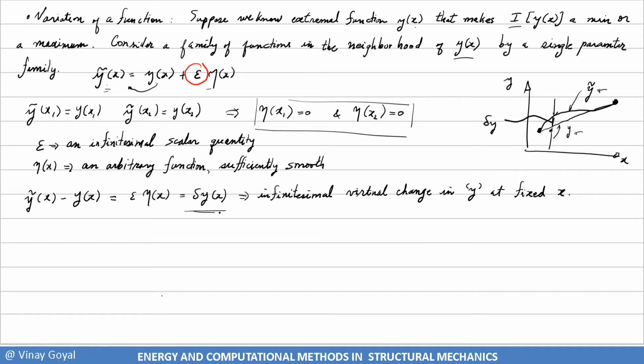Sir, is epsilon a constant quantity? Epsilon is a scalar. Epsilon is an infinitesimal scalar quantity. So it won't depend on either x or y, right? Epsilon does not depend on eta. Epsilon is independent of eta. But it's a scalar quantity. So can you notice also that when I set epsilon equal to 0, y tilde also collapses to y. Can you see that happen? Yeah. Very good.